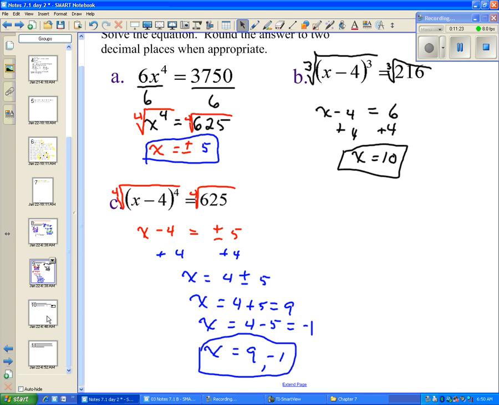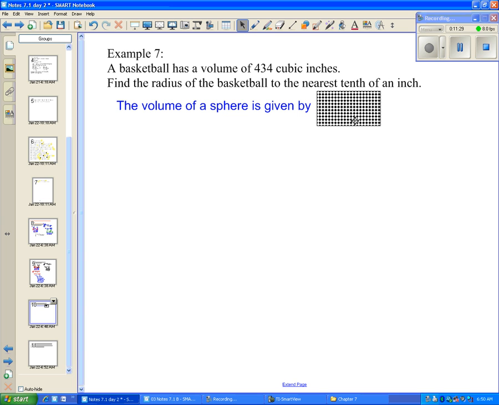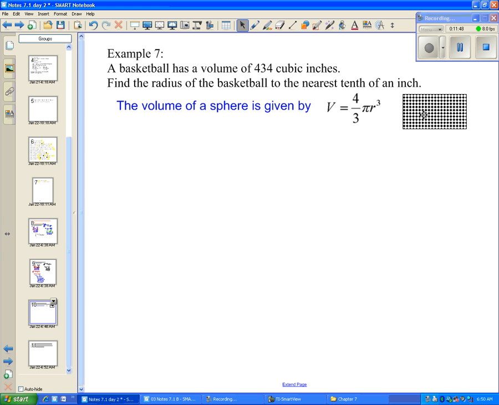Well, what else can I do when it comes to solving a problem? Well, the last thing that I can do is an example like this. A basketball has a volume of 434 cubic inches. Find the radius of the basketball to the nearest tenth of an inch. Well, as I just covered, the volume of a sphere, a basketball is a sphere, is 4/3 pi r cubed.